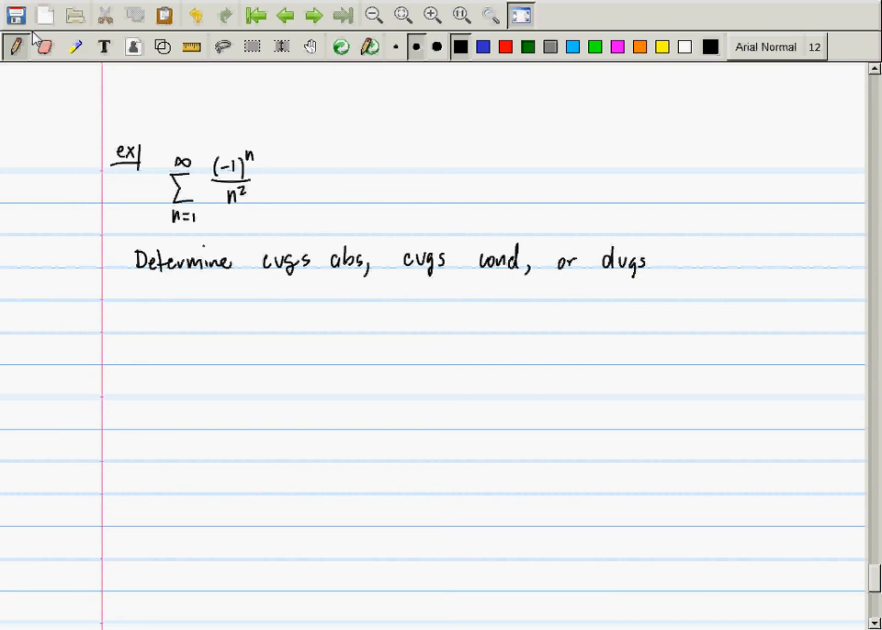Okay, so that makes the problem very short. The only time that you need to check if it converges conditionally is if it doesn't converge absolutely. So for example, on this one, you would be able to show it converges absolutely, and no alternating series test is necessary.